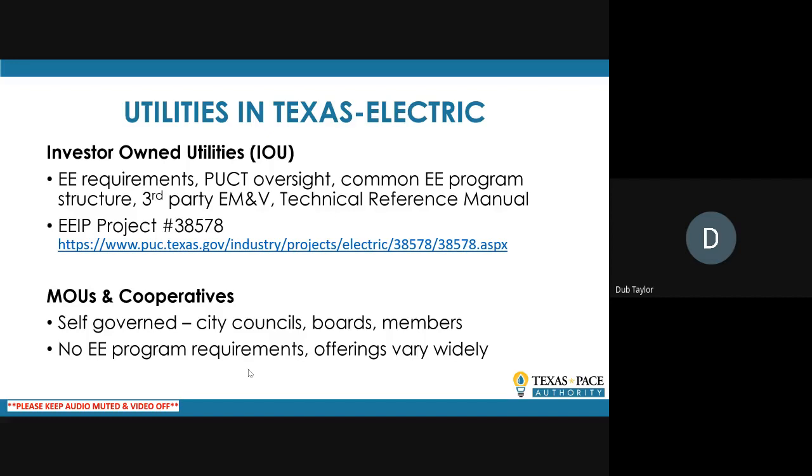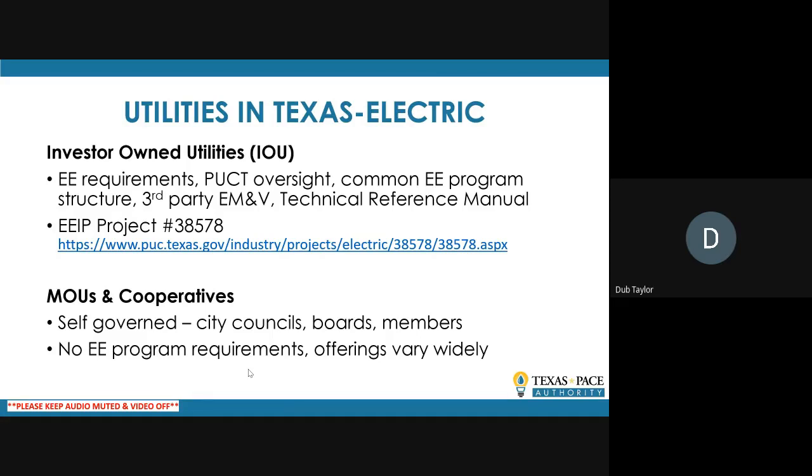There's a common program structure for these. The Public Utility Commission has a third-party evaluation, measurement, and verification provider that reviews performance of the projects and how that performance is being reported. And then there is a common technical document called the Technical Reference Manual that really governs how these programs operate and how they're evaluated.